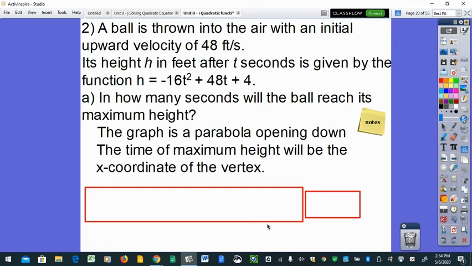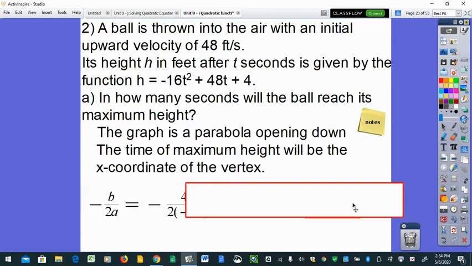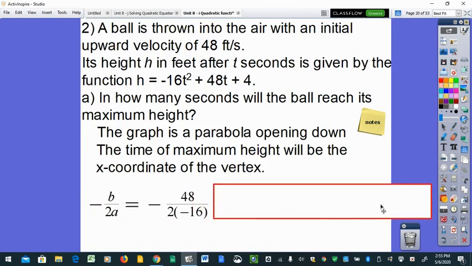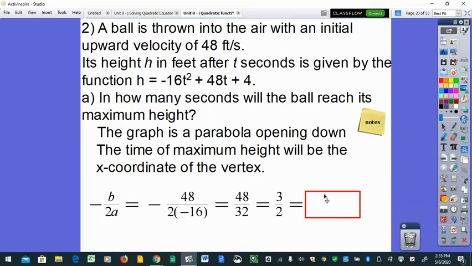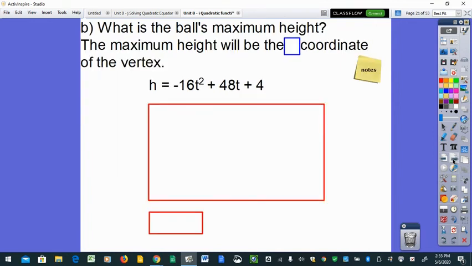Okay, now that you're back, let's see what you did. Negative b over 2a. So negative 48 over negative 32, which is 48 over 32, and pick up your calculator. 48 divided by 32. I reduced it first, but you should have gotten 1.5 seconds. So it's going to take 1.5 seconds to reach the highest point. Well, the question is, what is that highest point? What is the number of feet that it would be in the air? That's part B.